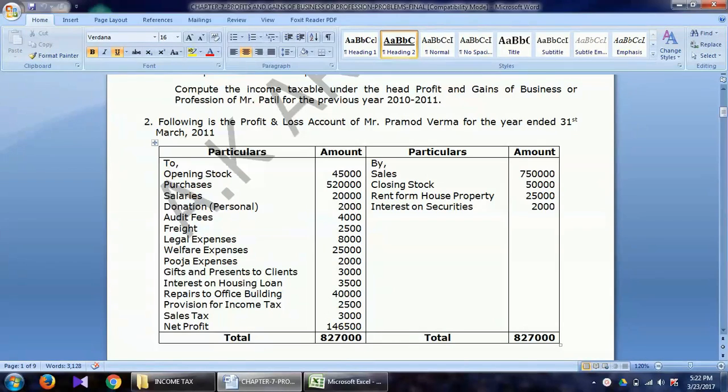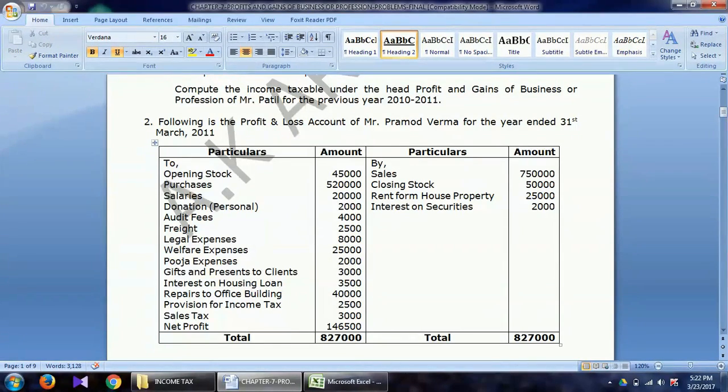from business and professions. The problem appears on your screen. Let us just read the problem in short. Following is the profit and loss account of Mr. Pramod Verma for the year ended 31st March 2011. On the credit side of the profit and loss account, we can see that sales is 7,50,000 rupees, closing stock is 50,000 rupees, rent from house property is 25,000 rupees, interest on securities is 2,000 rupees.